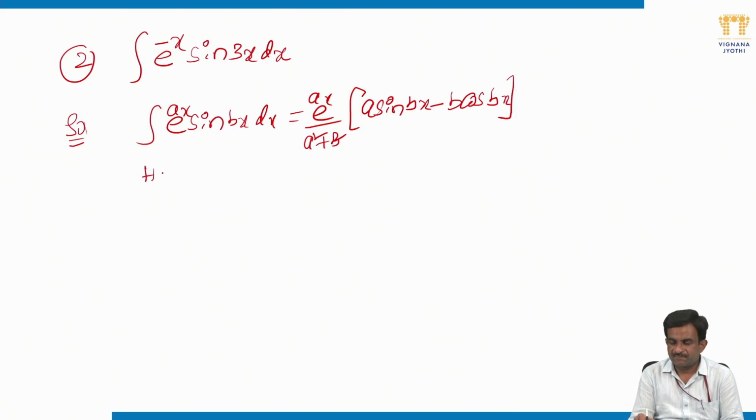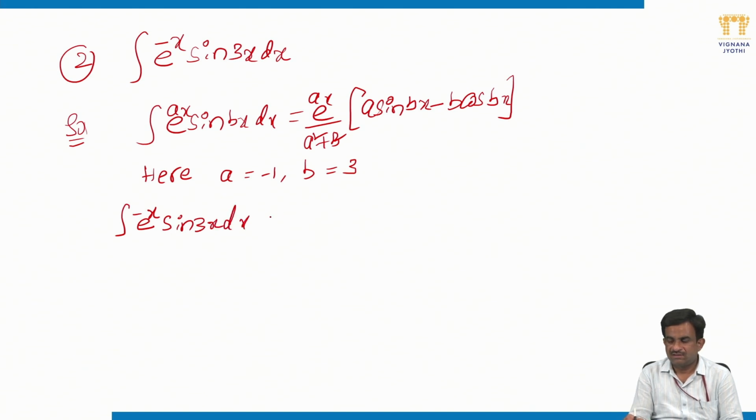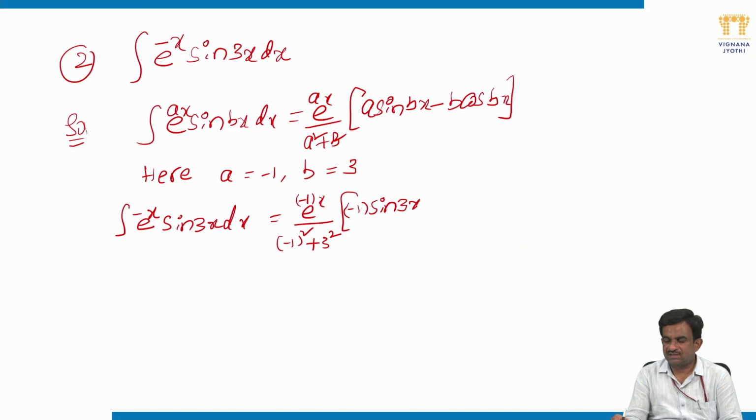Using this formula and comparing a and b values here, a is minus 1 and b is 3. If you substitute a equal to minus 1 and b equal to 3 in this formula, we get integration of e power minus x sine 3x dx as e power minus 1 into x divided by minus 1 square plus 3 square, into a, that is minus 1, into sine 3x minus 3 into cos 3x.